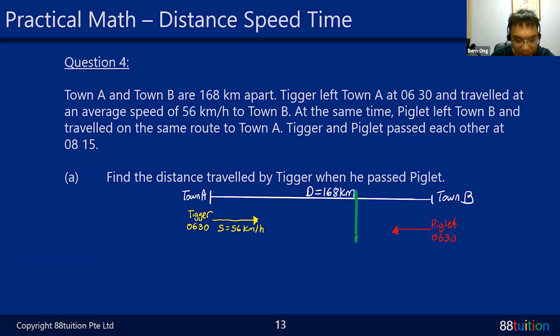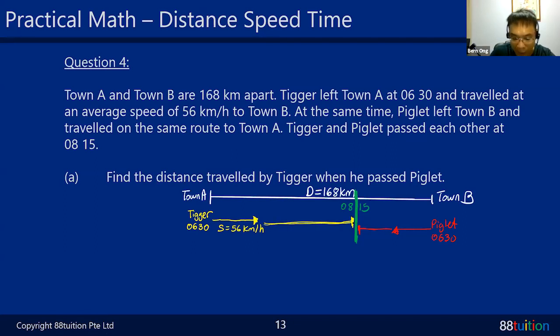So this green line is 8:15. Piglet reaches here because Piglet is a bit slower, and Tiger reaches here. So Tiger travels a further distance and they meet at this green color line. Can you see or not?